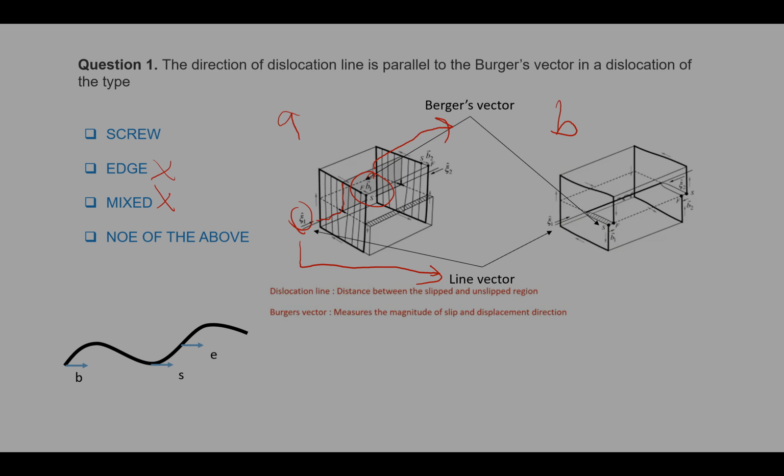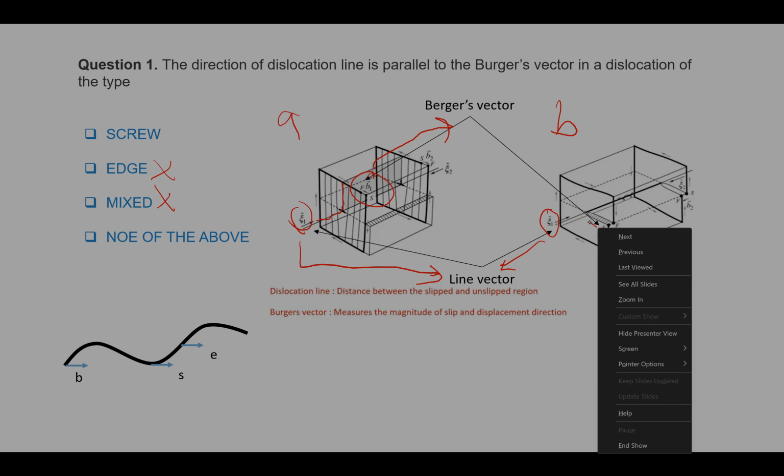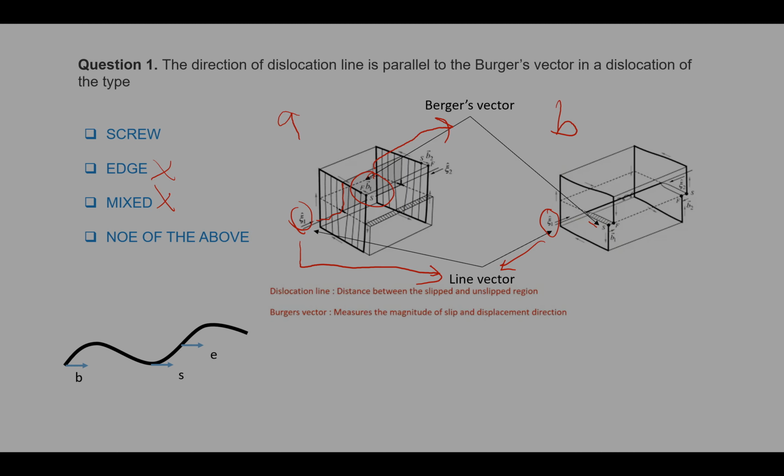What about the screw? Here you can see the screw one. Here it is a line vector, and this is the Burgers vector that is parallel to this line vector. Hence both are parallel. So the answer will be screw dislocation.